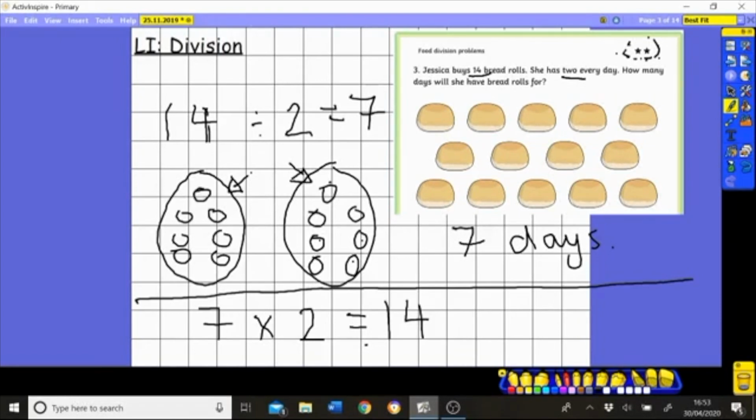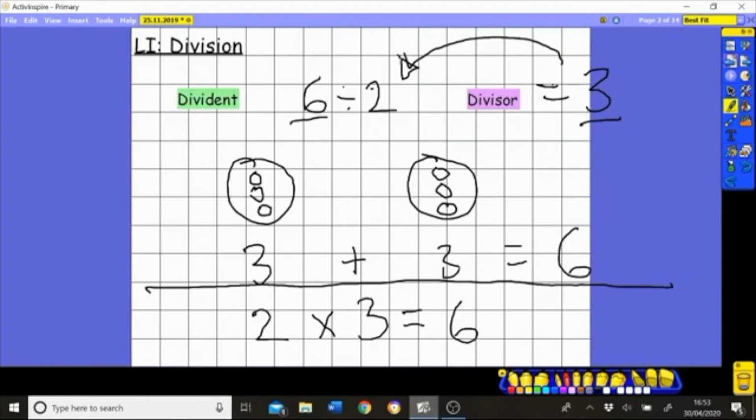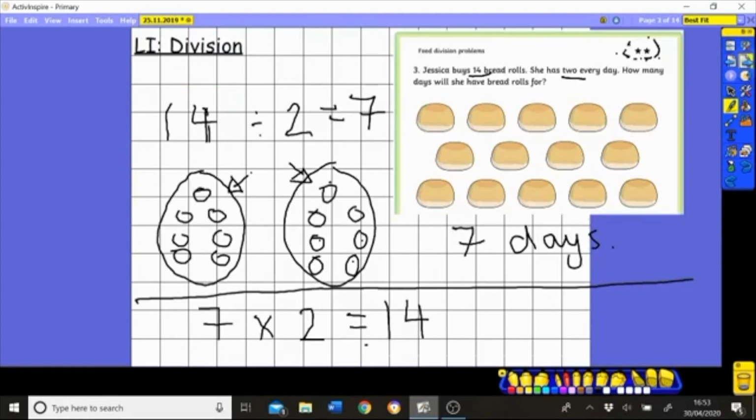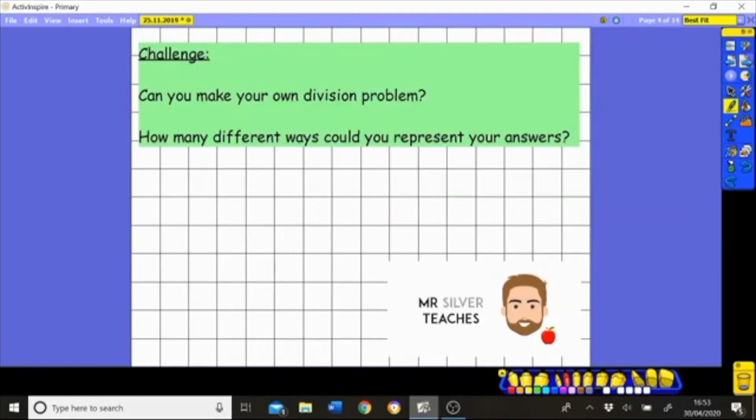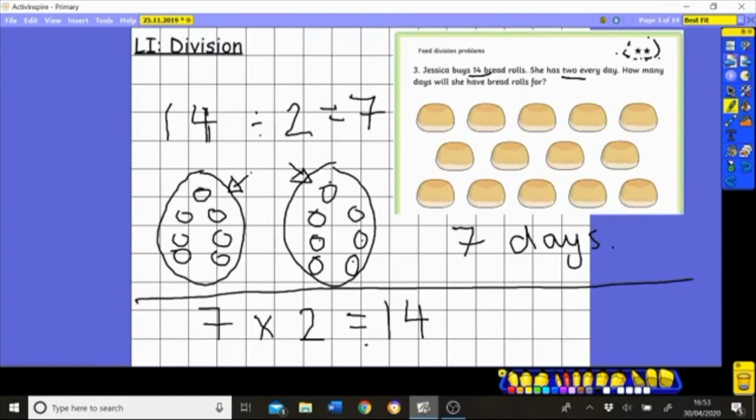Once you've completed those questions, or you've gone back over the multiplication, you've come back and had a look at doing questions like this, there are some challenge questions here for you. Can you make your own division problem? So can you create your own word problem using division? Or how many different ways can you represent the answer? I'll do another video soon where we'll look at using arrays for division, but for now, I want you to focus on using the grouping.